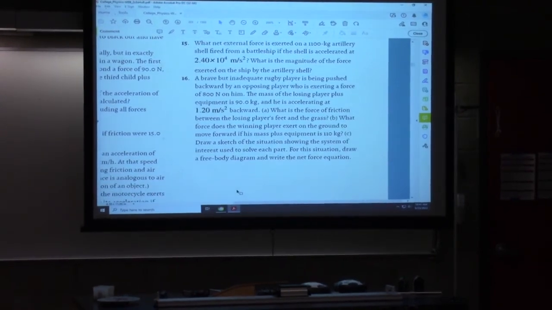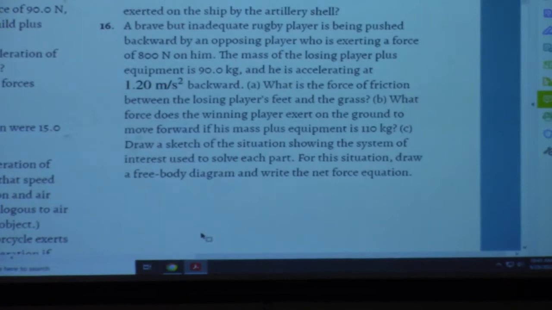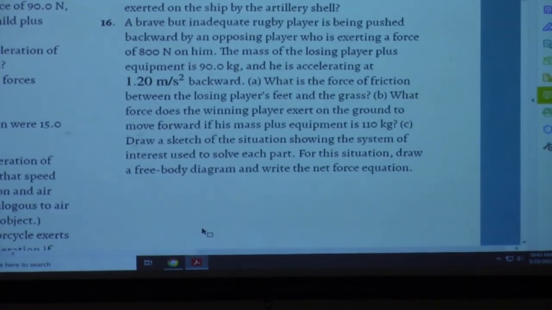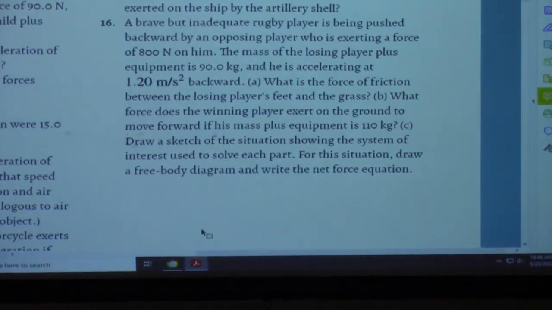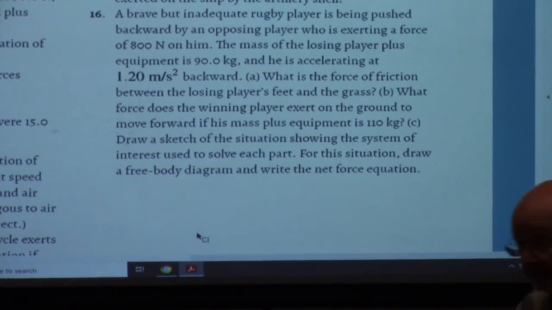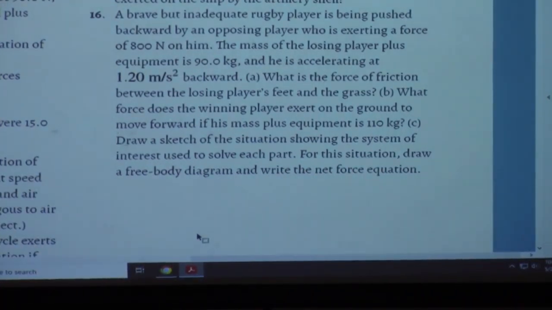Number 16 says, a brave but inadequate rugby player is being pushed backwards by an opposing player who is exerting a force of 800 newtons on him. All right, well, let me pause at that first sentence. Let me do some doodling. Let me say it again.